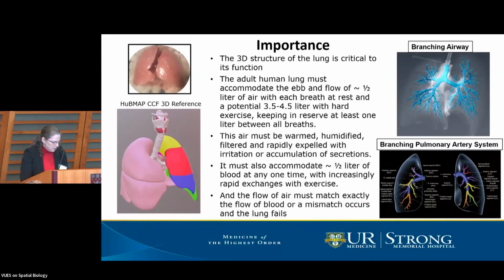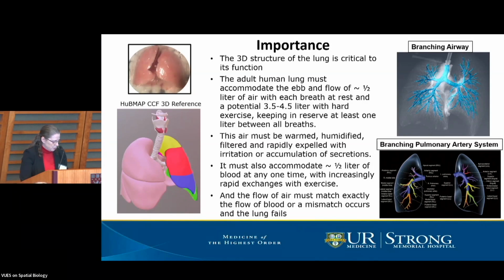This air must be warmed, humidified, filtered, and rapidly expelled with irritation or accumulation of secretions when you cough. And we accomplish much of that with the extensive branching airway structures that we'll talk more about here today. So your lung must also accommodate about 1/2 liter of blood at any one time, with increasing rapid exchanges with exercise to keep up with all that air.